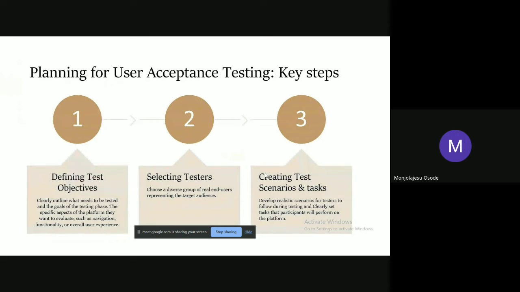So moving on, we want to address planning for user acceptance testing. There are key steps to get that done. We have 3 right here. The first one is you want to define the test objectives, right? I mentioned earlier that you need to tell them, or prepare that, this is what you are testing for.